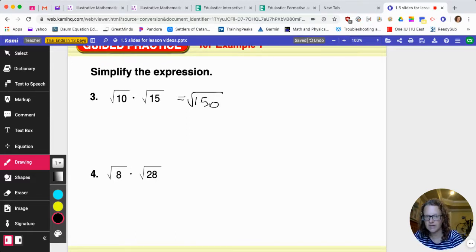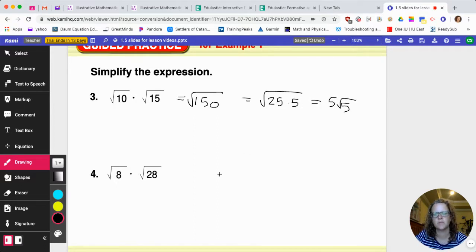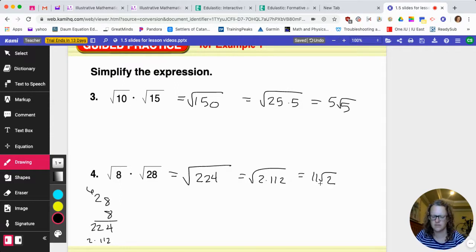Let's see, guided practice number 3. That breaks into 25 times 5. 25 is a perfect square. 8 and 28. No idea. I should go get my calculator, shouldn't I? 16, 17, 18, 19, 20, 21, 22. Whew. Ooh, 2 times 112. Sorry, 224, which is the same as 2 times 112, which is 11 root 2.